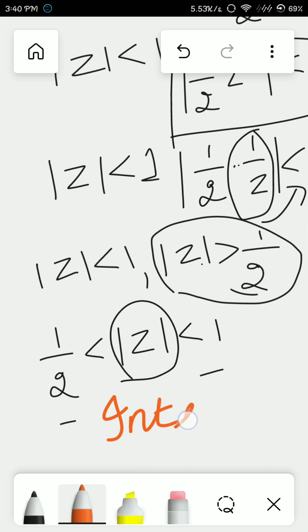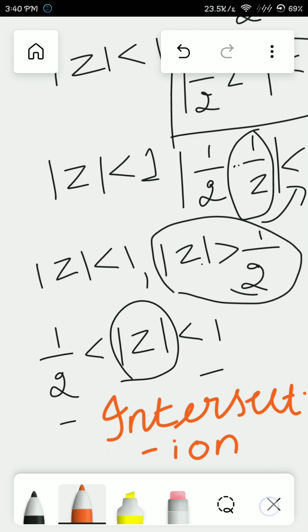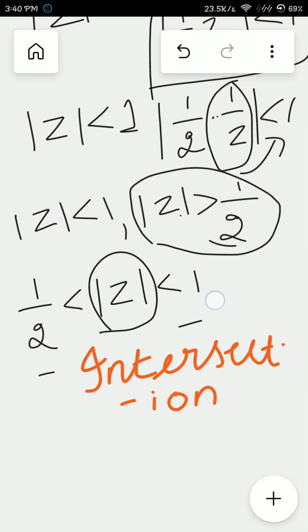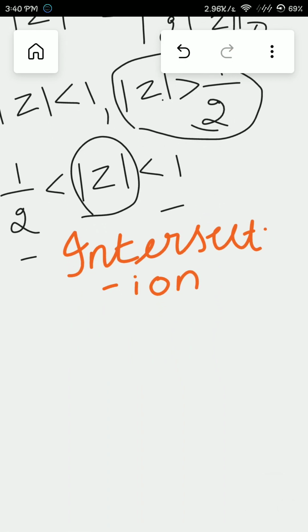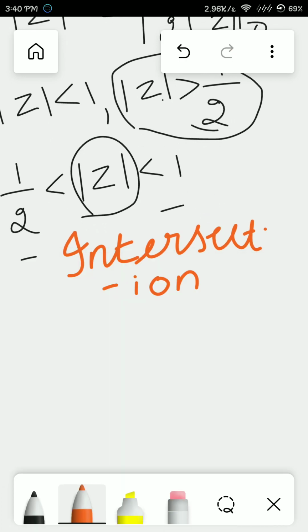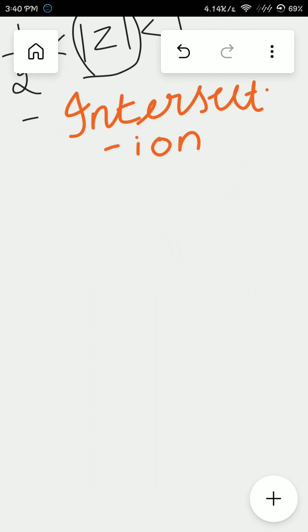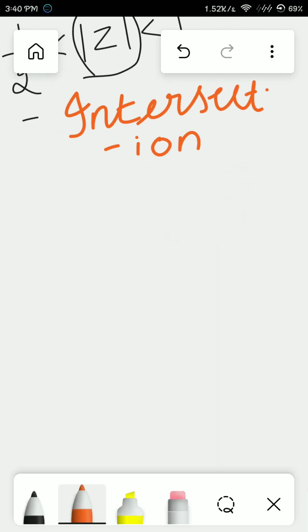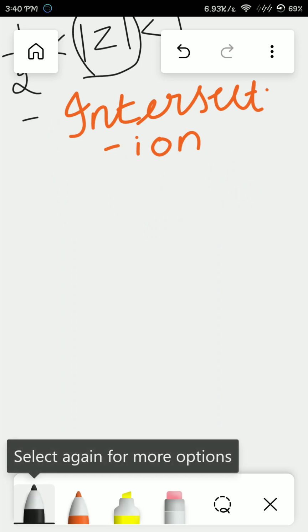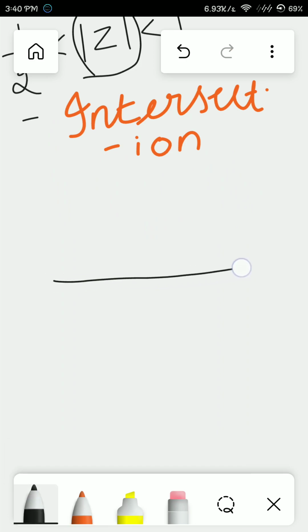I'll write this as intersection. Intersection, in the sense I told you, if it is a two-sided sequence, that comes into the picture in the properties of ROC. What you are supposed to do is take two concentric circles, that is, one circle inside another. So first you have to construct an ROC. This is the ROC that you get.